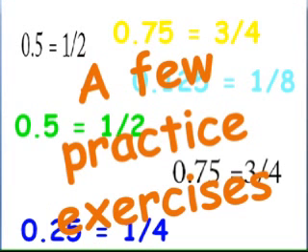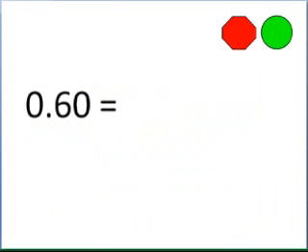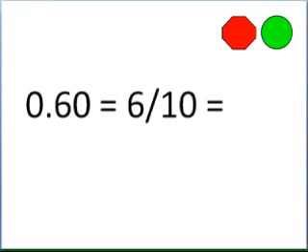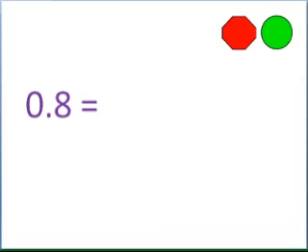Now we'll take a look at a couple of practice exercises. What you can do here is just click on the stop sign. You'll then be able to solve the problem, and then click on the green sign here, and that'll get the video going for you again. So try to solve this one. The correct answer is 6 tenths, and 6 tenths simplifies to 3/5.